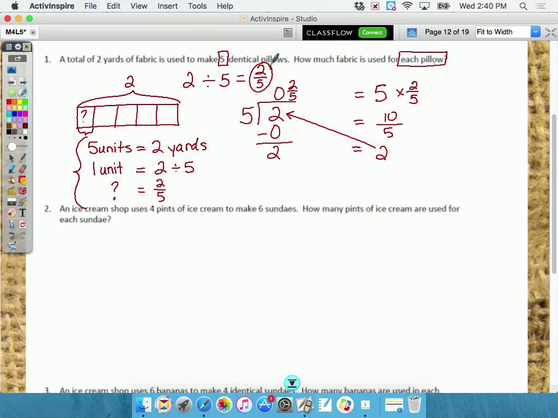Give me a sentence, and the sentence cannot start with a number, that would answer this question. How much fabric is used for each pillow? Whitley. Each pillow uses 2/5 yards of fabric. Good. Each pillow uses 2/5, and you could say will need, right? Yards of fabric.